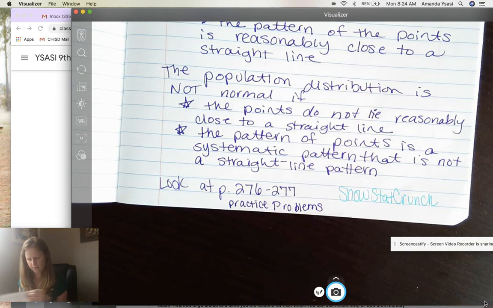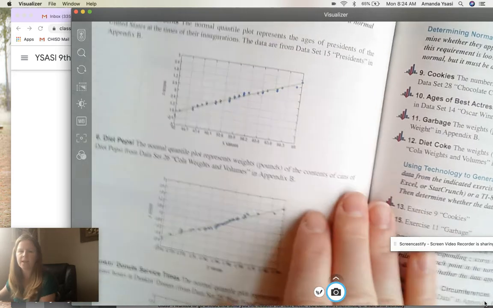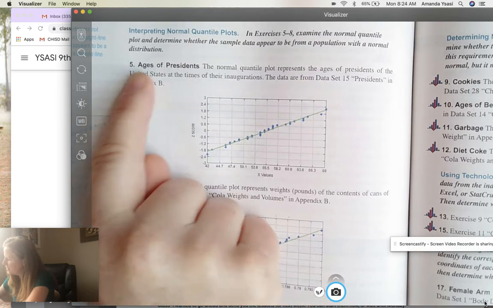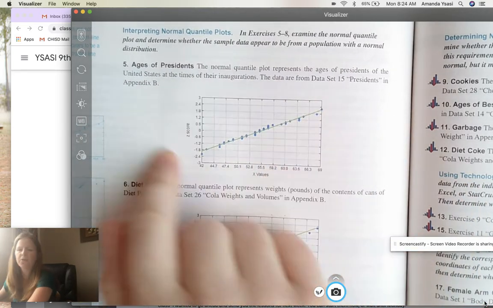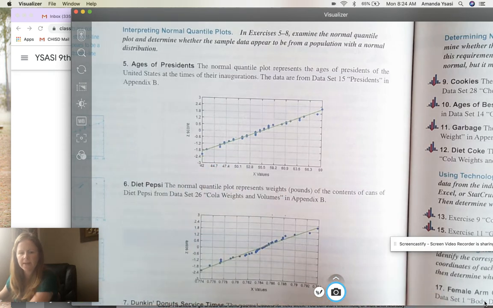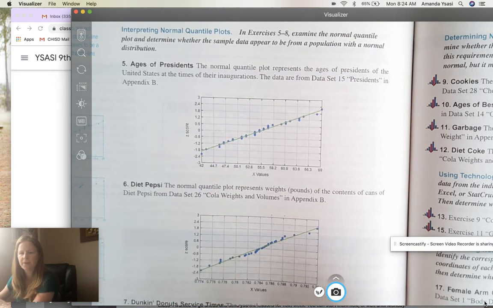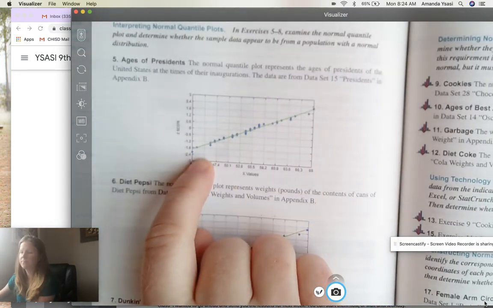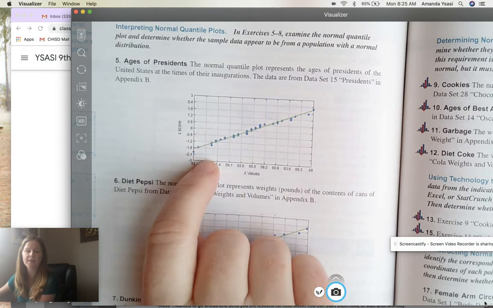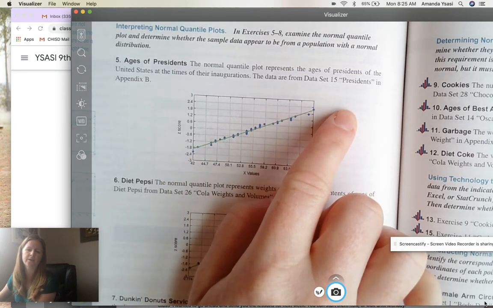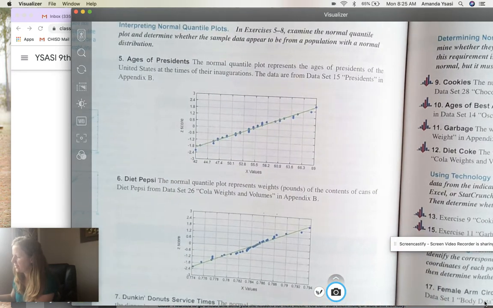So let me look at the problems here. Let's say I look at number 5. This is age of presidents. Here's our QQ plot. So would you say that this is normal? Does it follow a straight line? What do you think? Yes, it does. So that makes me conclude that the age of presidents, the data, is a normal distribution.